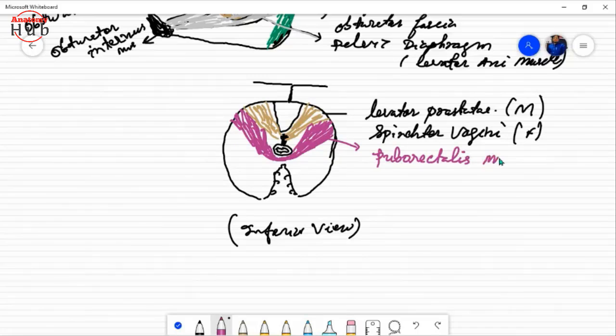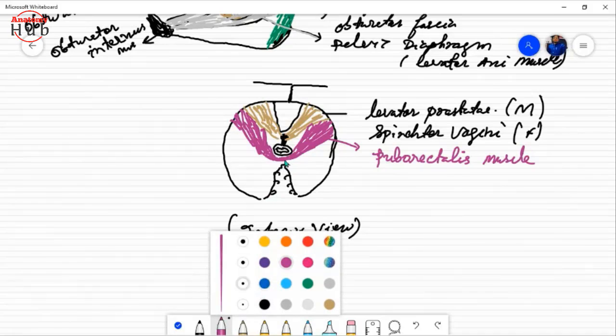Puborectalis muscle. So this puborectalis muscle actually helps as a sphincter of the rectum, right? Whenever the position changes, the rectum is compressed by this puborectalis tendon. So that helps as an external sphincter of the rectum. What is that? Puborectalis muscle.